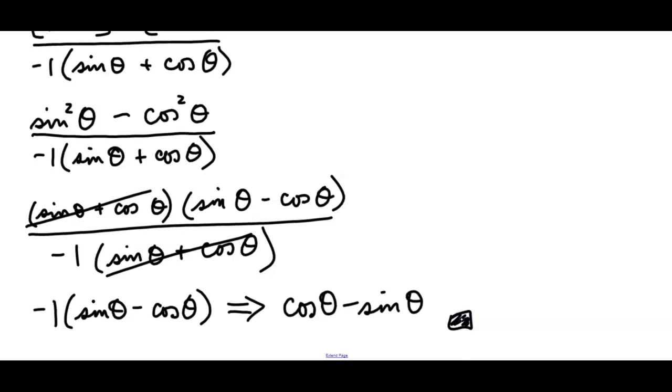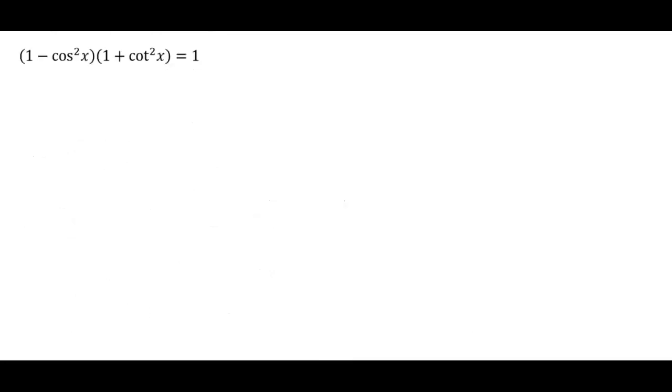Okay. So I'm going to go ahead and do example 5, and then I'll do the other 2 examples on another video. Okay, so we have a 1 on the right-hand side. That's pretty simple. And then we have 1 minus cosine squared x and 1 plus cotangent squared x. 1 minus cosine squared x, that's one of those identities we talked about before. It's going to be sine squared x. So it's one of the Pythagoreans.